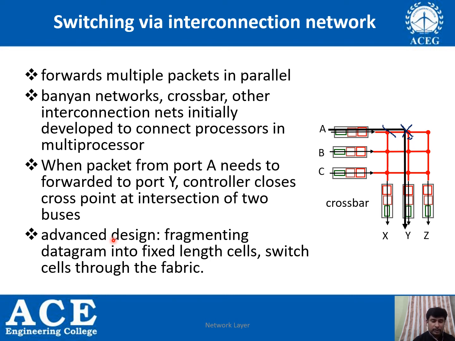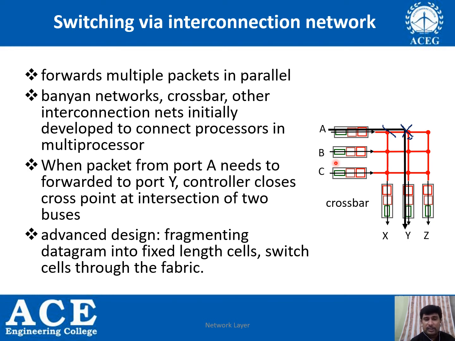Now switching via interconnection network is an advanced design because it performs much better compared with the other two models. It helps in fragmenting the datagram into fixed length cells and switching the cells through the fabric. For instance, I have a very big data to be transmitted. So what I try to do is divide the bigger data into smaller units called datagrams 1, 2, 3, and three different datagrams will enter three different input ports and try to reach the three output ports in parallel, and I could save a lot of time, and later they can be combined again. So here we are trying to reduce the delay in the transmission.